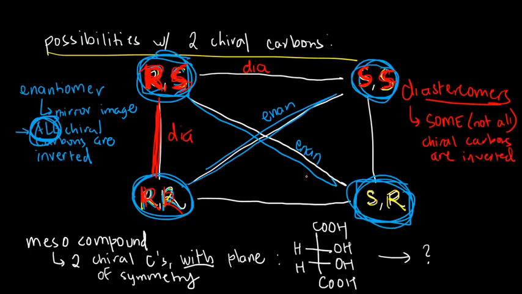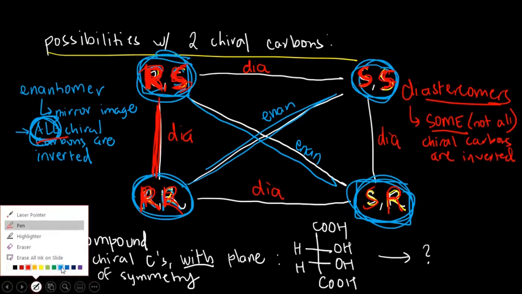From RR to SR, it is clear that the first letter changed, but the second letter R stayed R. So that's also some. And I think you get the point. If I was not able to invert everything, you cannot call that an enantiomer. But the fact that something changed, you can call it something else, and that is diastereomer. So keywords are all and some. And I think that's not too difficult to understand.